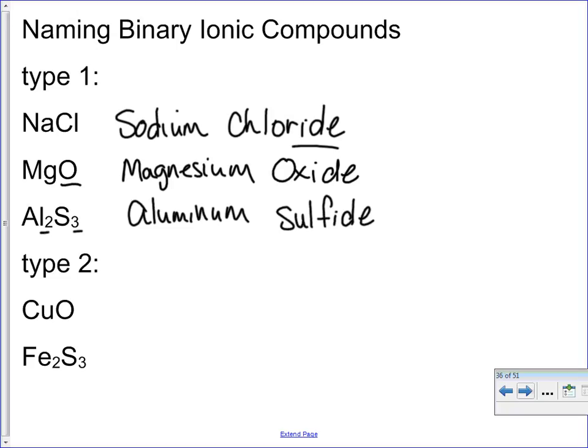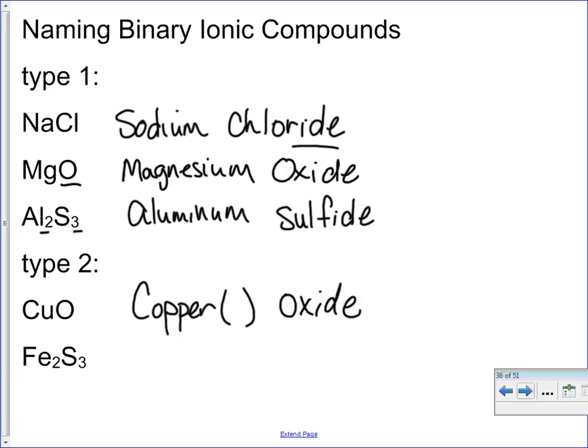Now, what's different about type 2 is that they name the same way, except they have a middle initial. We need a Roman numeral. So copper is Cu. I'm going to leave a little space, and then I'll show you how we're going to figure out what that Roman numeral is. So we have copper something oxide.